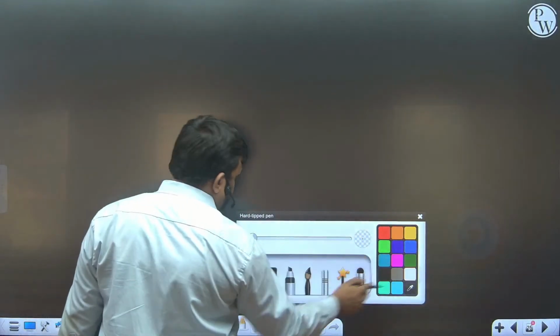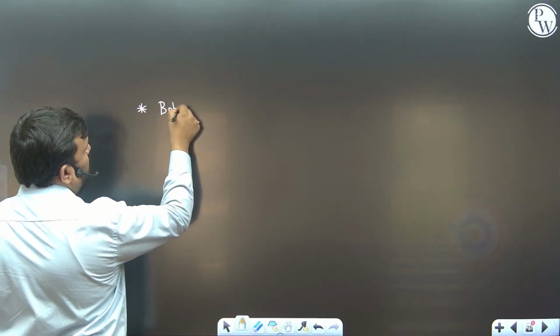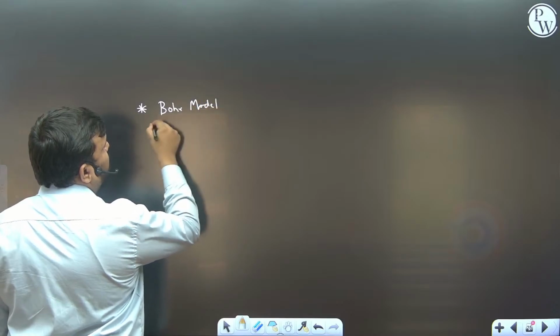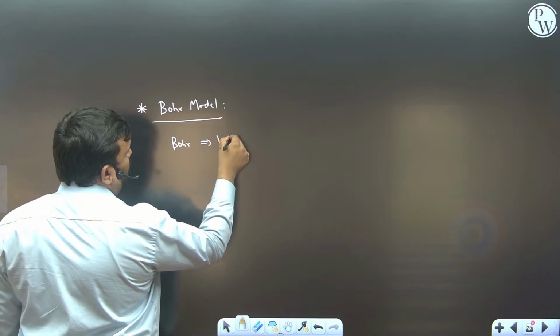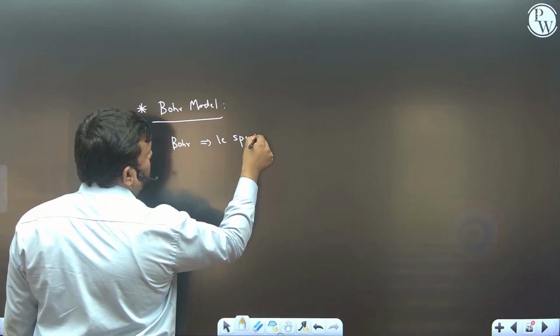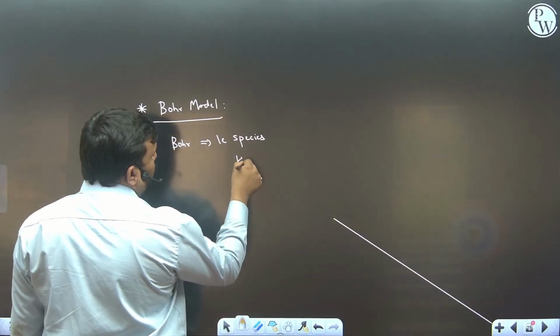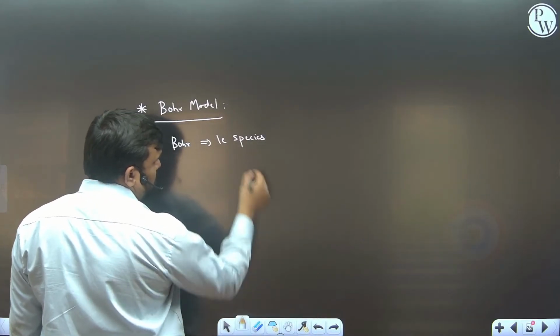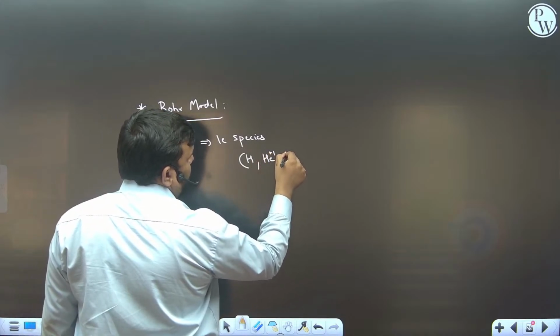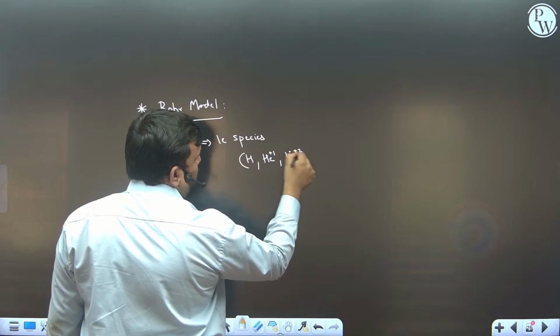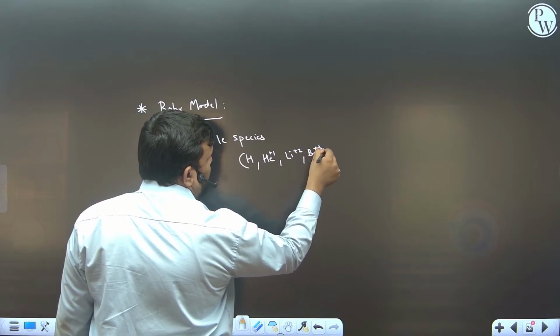So over here we saw many important concepts, and the remaining concept in atomic structure is the Bohr model. In the Bohr model, we saw that Bohr studied one-electron species, like hydrogen, helium plus 1, lithium plus 2, beryllium plus 3. Why did he do all this?